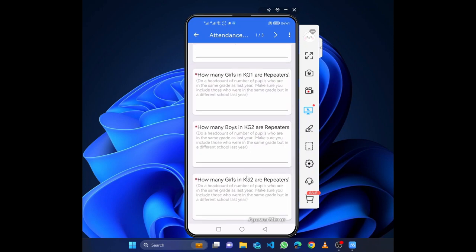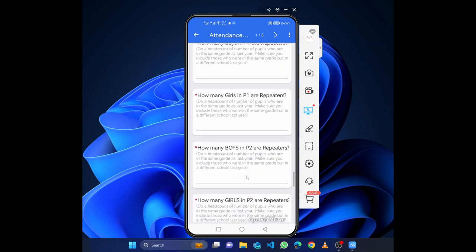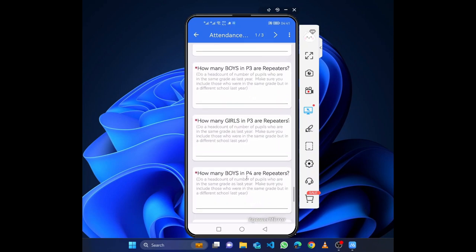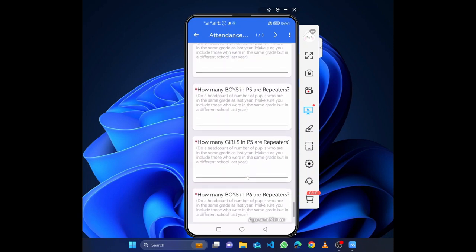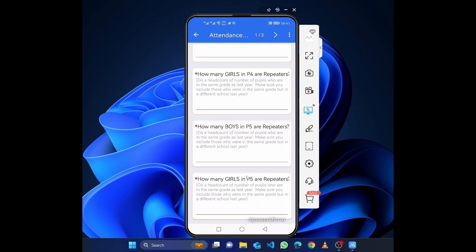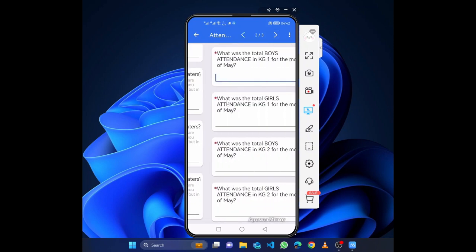Then the next one is repeaters, students or pupils who have repeated their class or their level. So you indicate. If you are not having any information there, you only choose zero. You put zero because they are required fields. The asterisk there tells you that it's a required field that you need to fill.